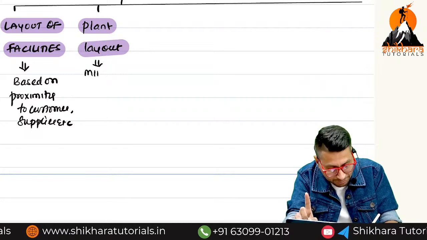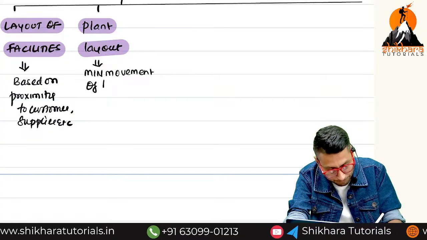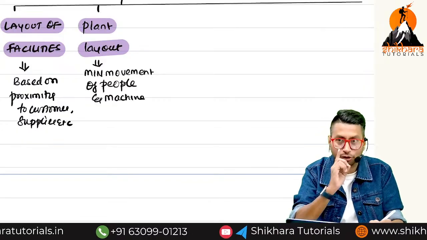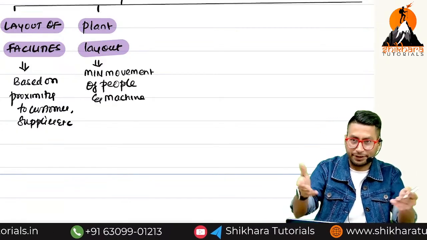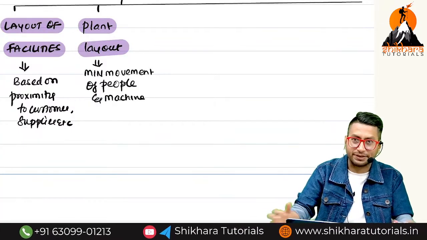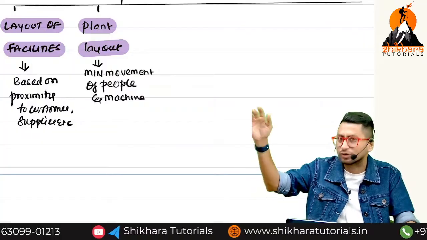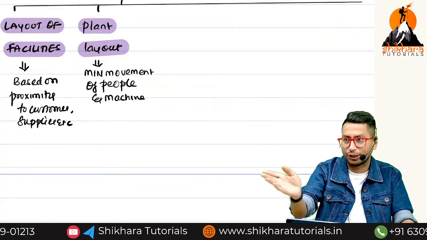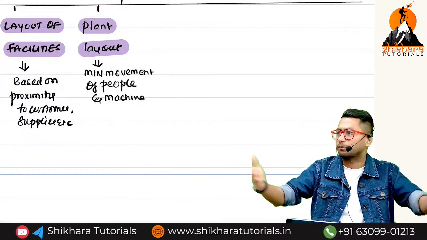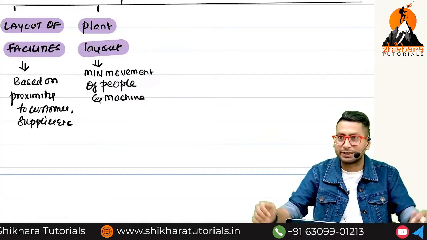Because there should be minimum movement of people and machines. Have you heard about Geo World? Geo World, Ambani's office in Mumbai. See, in Geo World there are multiple buildings, it seems. What I've heard from my friend who works in Deloitte and goes for audit in Geo World is that there are multiple multi-storey buildings, maybe 15-20 buildings. Whether it's true or not, I don't know, I have not seen. But multiple buildings are there.